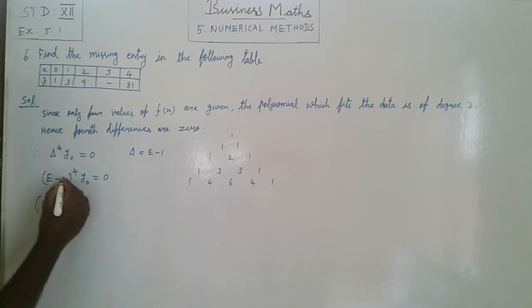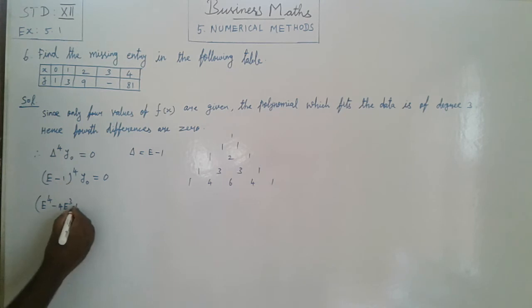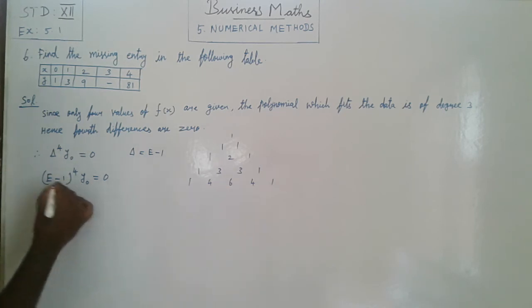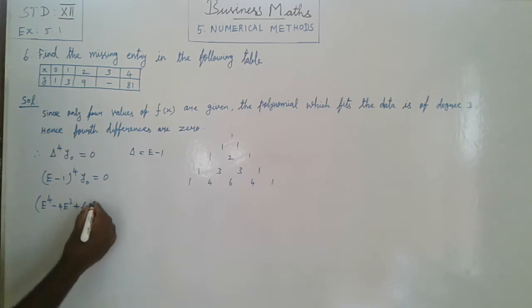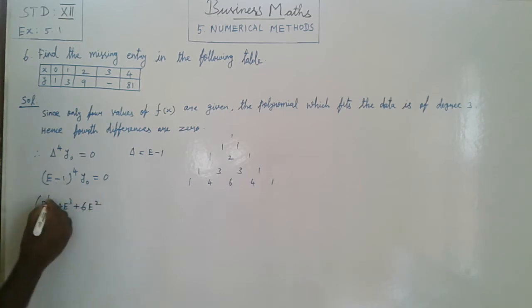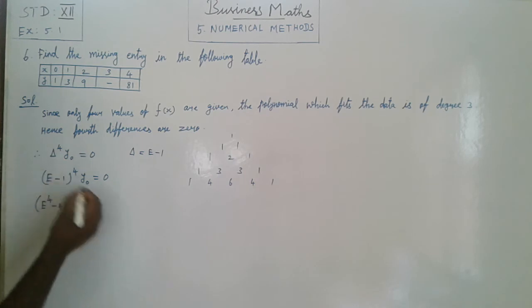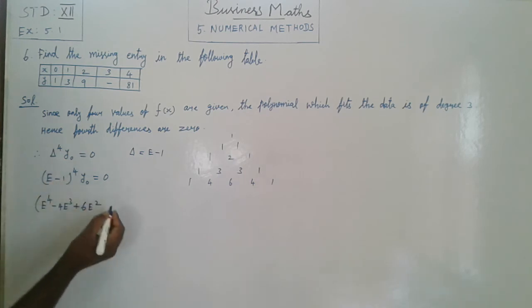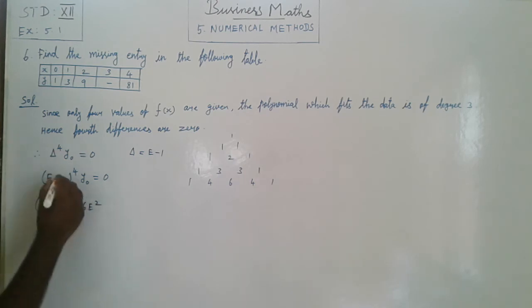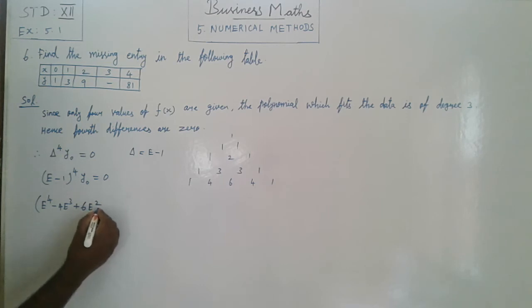E power 3. Next plus symbol. What is the number? 6. 6 into e square. The powers decrease by 1 each time, so 4, 3, 2. Next here 1 square. 1 square is what? 1. 1 into e square is what? E square.